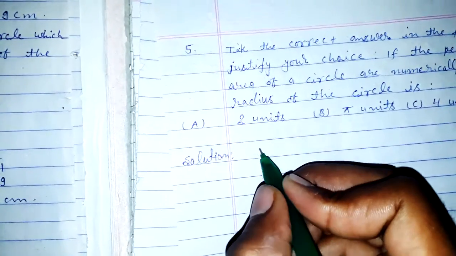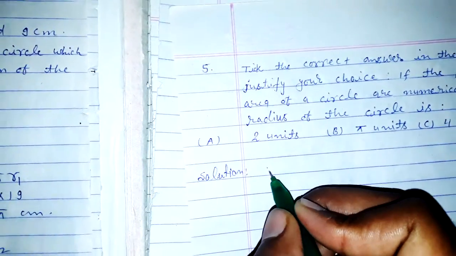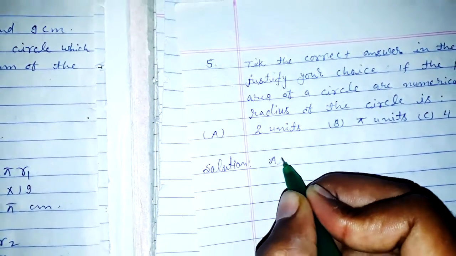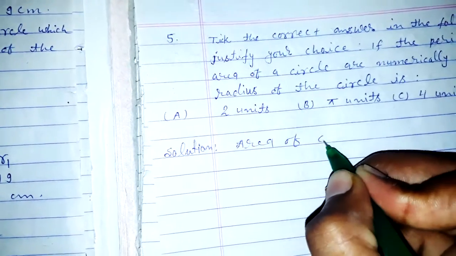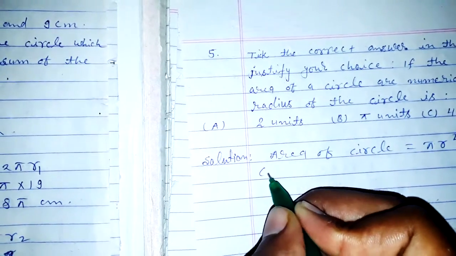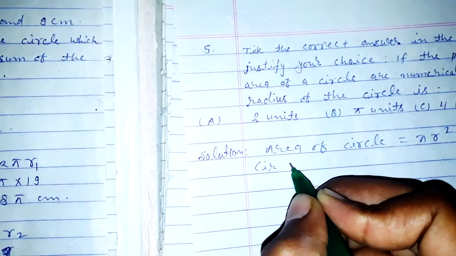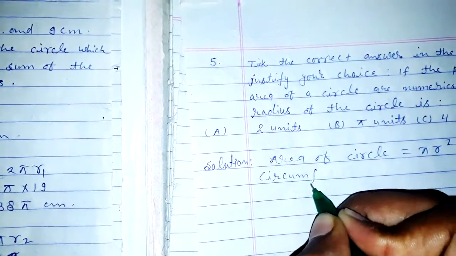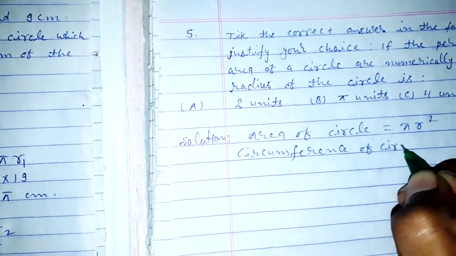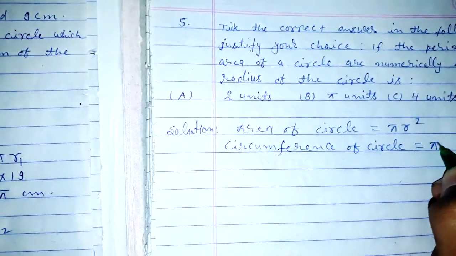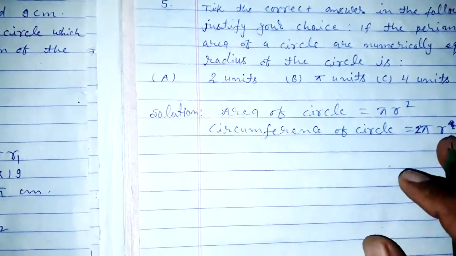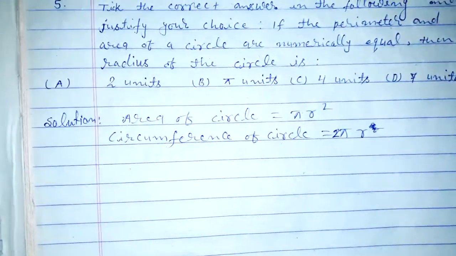Solution. So we also know the circumference of the circle and the area of the circle. First, the area of a circle is pi r square. The circumference of a circle is, sorry, 2 pi r, not pi r square, 2 pi r, because here r is the radius of the circle according to the question.